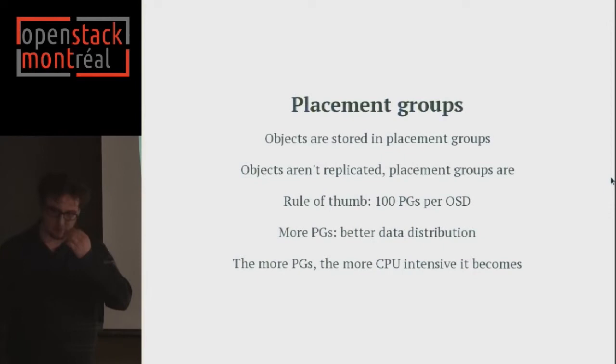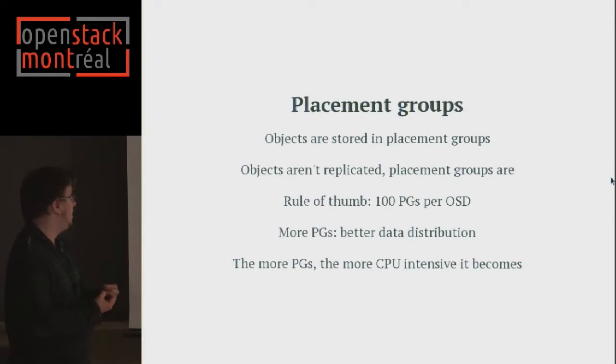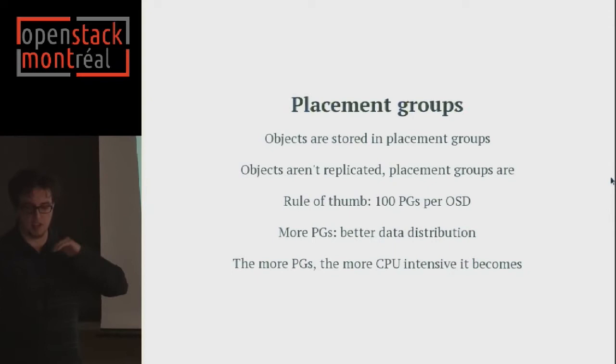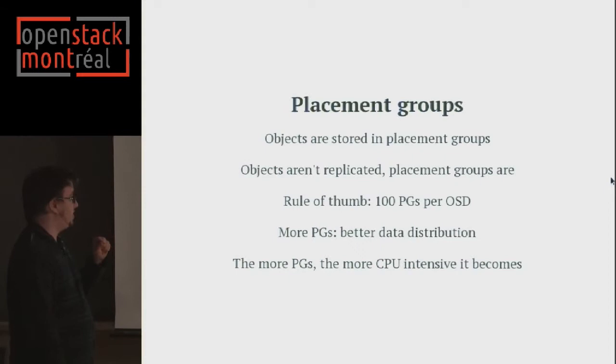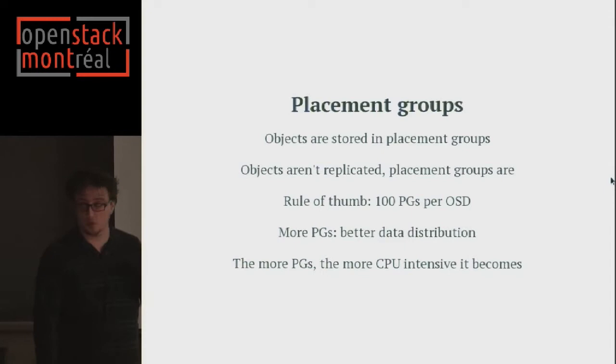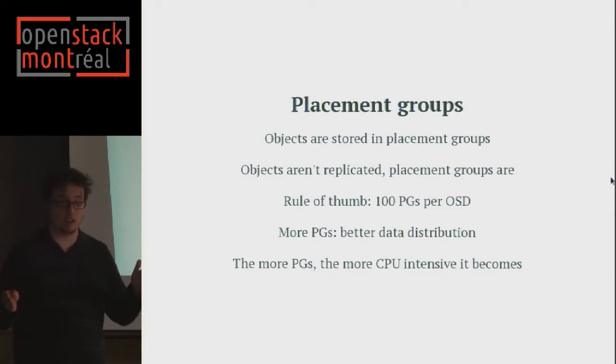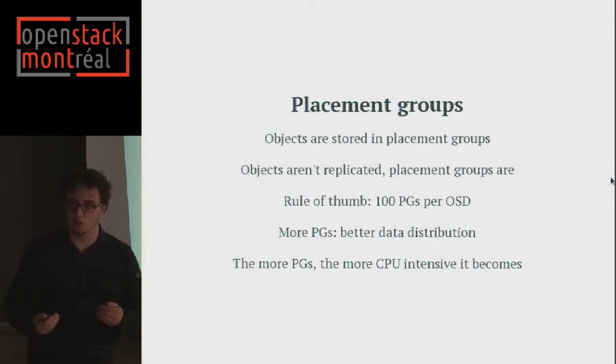Placement groups. The actual objects, the binary, your files, they're stored in placement groups. And the interesting thing is that the objects aren't really replicated. It's the placement groups that are. And there's going to be a little schema later that will give you a better idea of what it looks like. The rule of thumb is 100 placement groups per OSD. Basically, your objects are going to be split amongst your placement groups. And the more placement groups you have, the more evenly your data will be distributed amongst your cluster. But the more PGs you have, the more CPU intensive it becomes. So that's a hard limit.